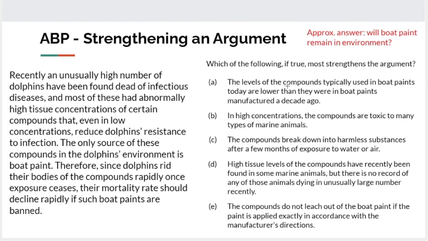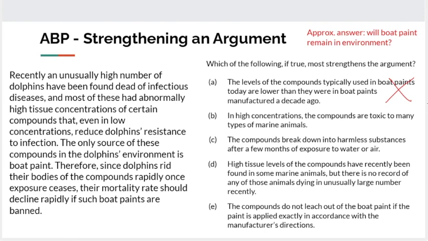A, the levels of the compounds typically used in boat paints today are lower than they were in boat paints manufactured a decade ago. Well, that isn't relevant here, because even if they're lower than they were a decade ago, the passage is telling us that these compounds are still causing problems for the dolphins, so not particularly relevant.